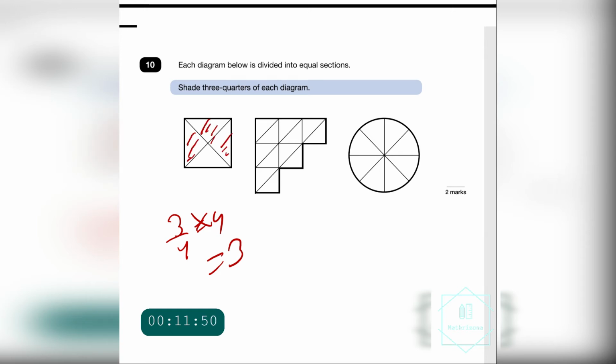In the second one we will count all the different parts. So 1 2 3 4 5 6 7 8 9 10 11 12. So 3 by 4 times 12, 4 threes are 12, and 3 times 3 is 9. So we will shade 9 areas.